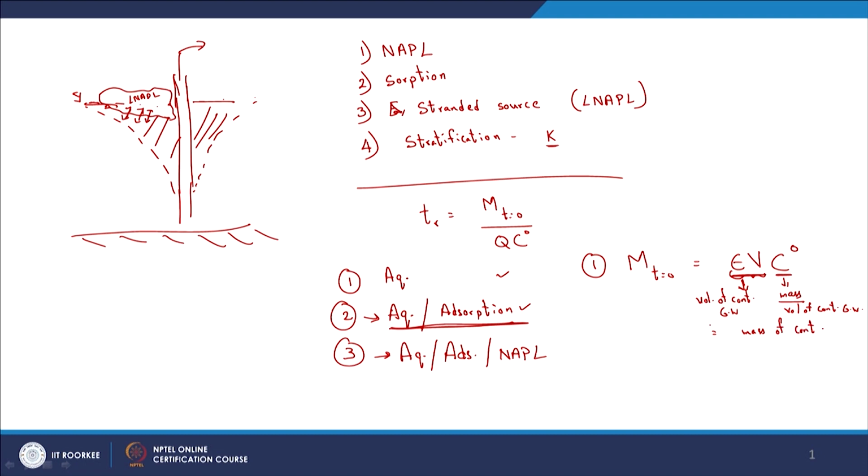So again, in this context, the time for remediation will be epsilon V C naught divided by Q C naught. So it's going to be epsilon V by Q, right. Obviously here we are assuming that C naught, or the concentration, doesn't change as you start pumping out, but that's a minor assumption that we can make at this stage.